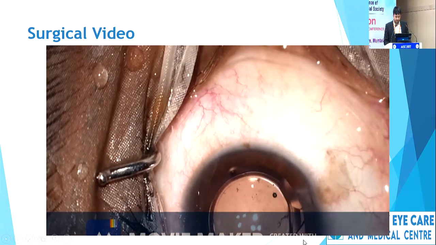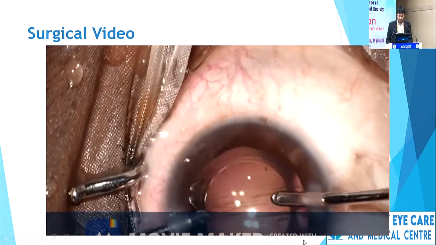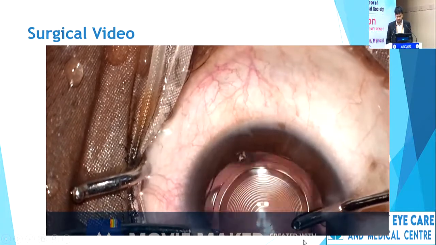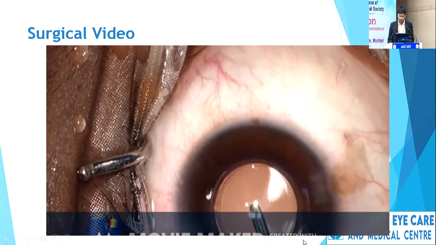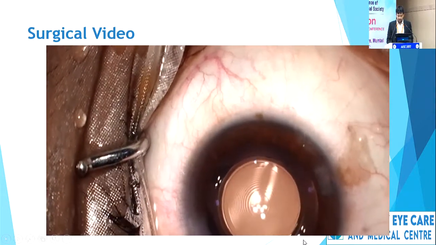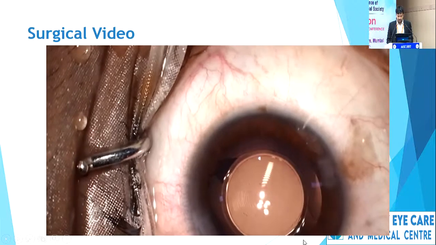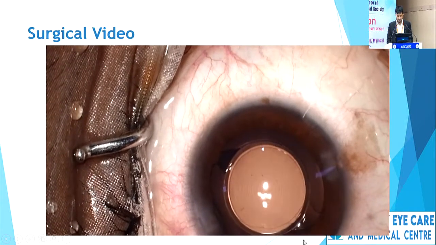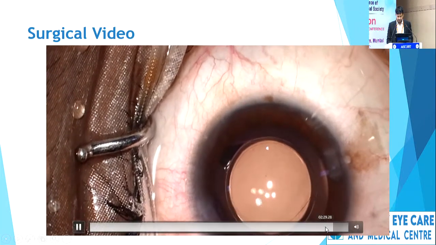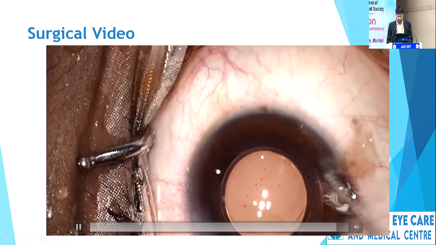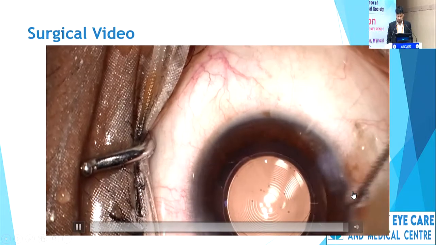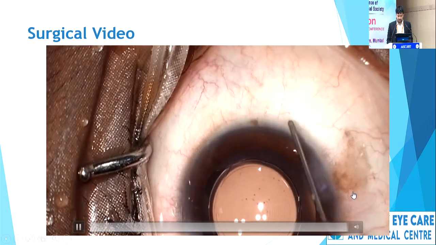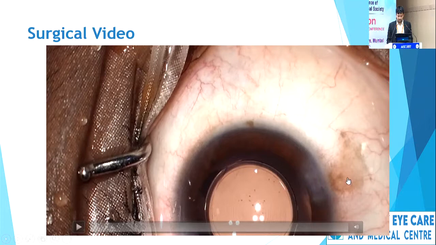Now, very important is to remove the visco from the AC and also from behind the lens, because visco left behind the lens could cause decentration of the lens. You can use the microscope lights to center the lens, and once you're sure about the centration, you can hydrate the wounds. Always recheck before closing the eye, or even after removing the speculum, you could just check once again.